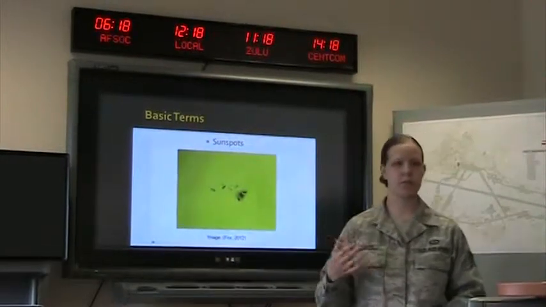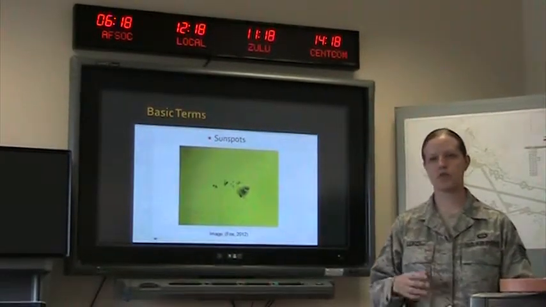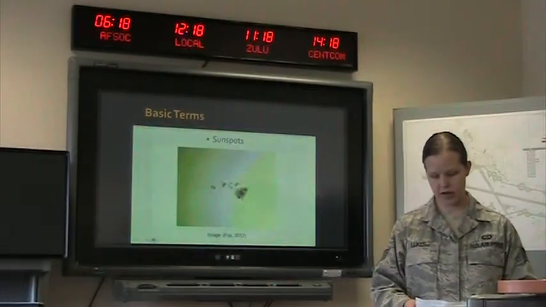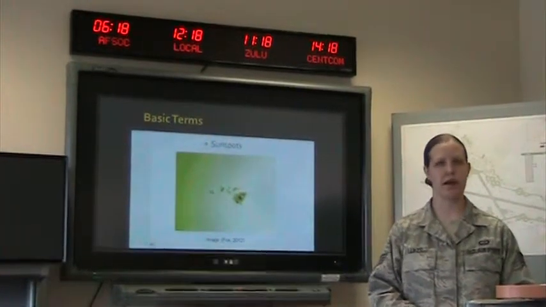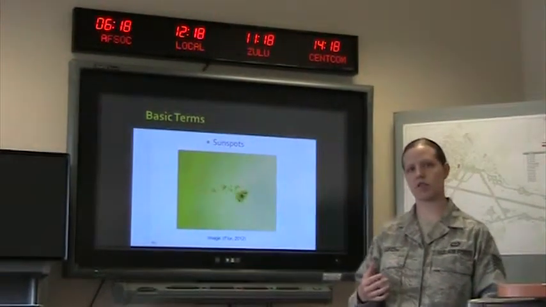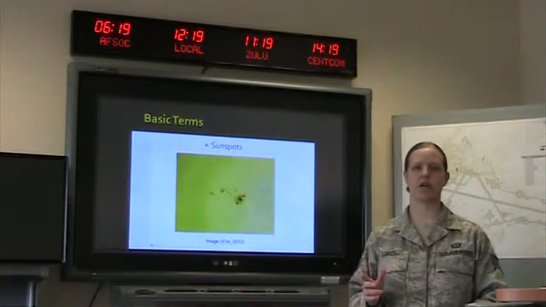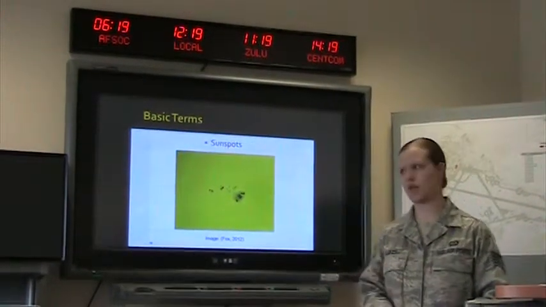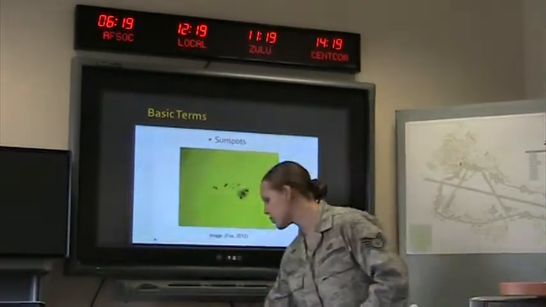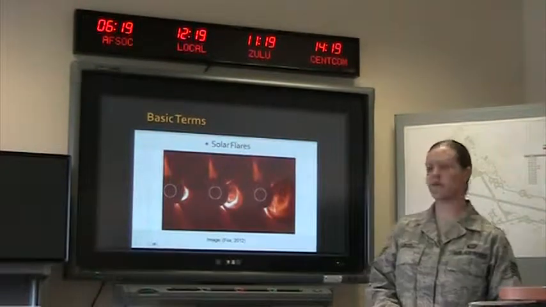Cover a couple basic terms. Sunspots. These are dark areas on the Sun. They're caused by localized areas of strong magnetic fields. They can last for years, and they're how we determine how fast the Sun rotates, which, by the way, is every 27 days. They're also a precursor for solar flares.